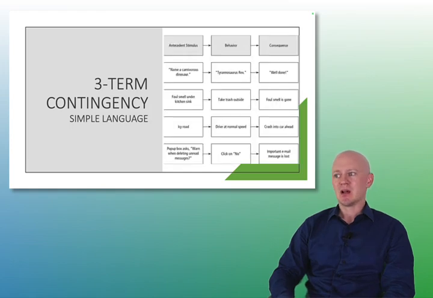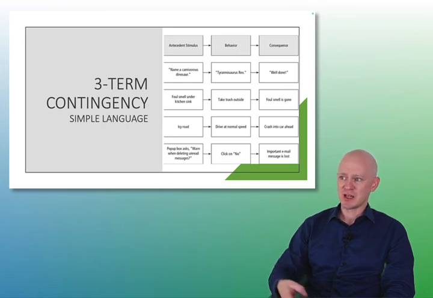Here's an example of the 3-term contingency. In one column you can see the antecedent stimulus, in another column you can see the behavior, and in the final column you can see the consequence. So, for example, name a carnivorous dinosaur. Wow, I'm struggling with that word. The behavior is Tyrannosaurus rex, and the consequence is "well done." So the next time I were to ask you that question, you'd be more likely to say Tyrannosaurus rex as opposed to other dinosaurs. And you can see those examples throughout here.